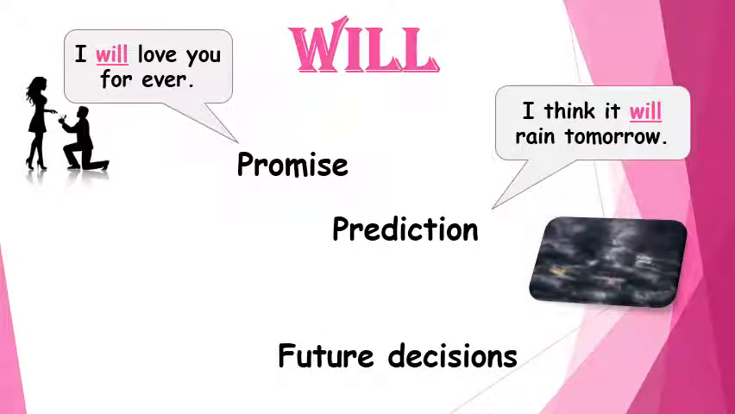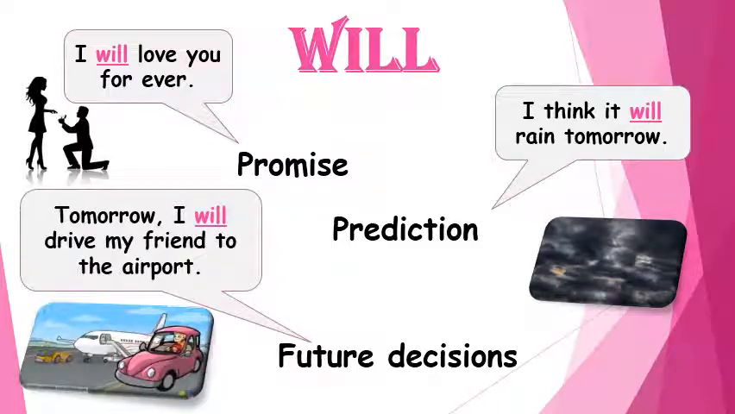Future decisions. To speak about mes décisions, my decisions, قرارات ديالي, mes décisions مستقبلية. For tomorrow, for example, tomorrow I will drive my friend to the airport. This is my decision for tomorrow. So tomorrow I'm going to drive my friend to the airport. Will and going to are both used interchangeably sometimes.